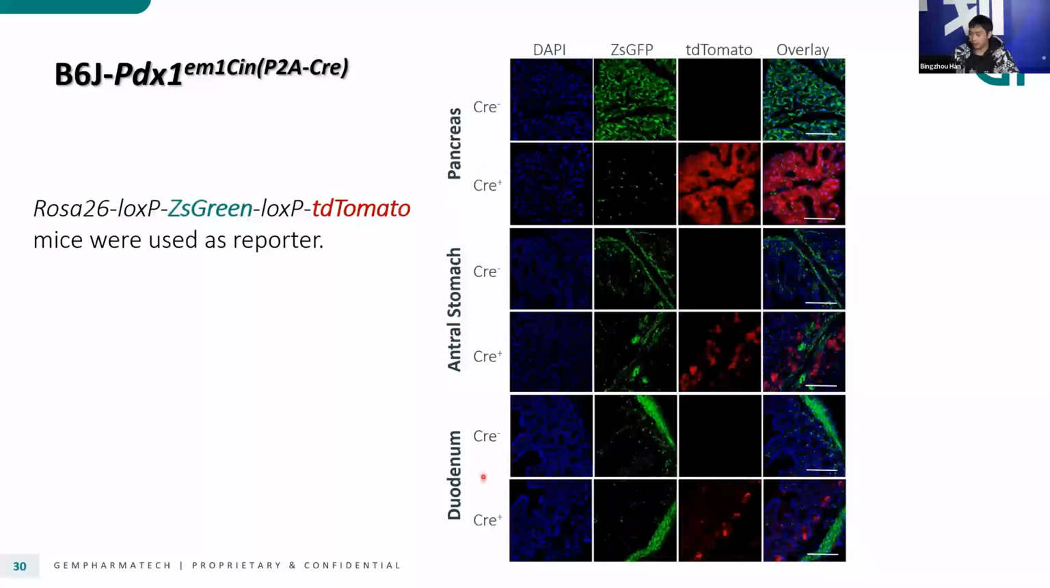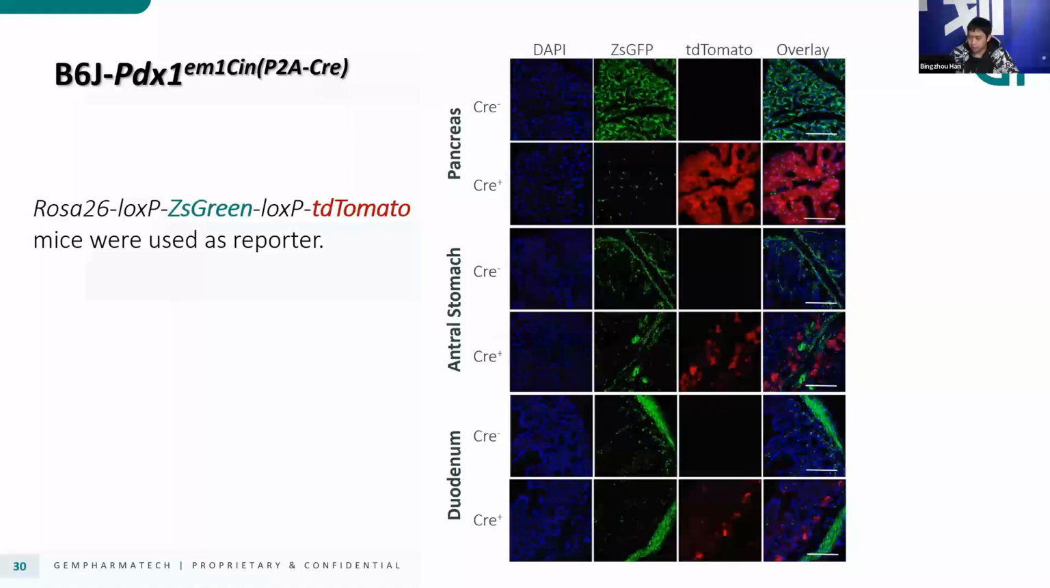That's the validation we give to most of the Cre lines we generate. We ensure that the Cre is expressed in the tissues we desire, and we report if there is some leaky expression in tissues not mainly of concern, to make sure the research data generated with our mice is of good credibility.